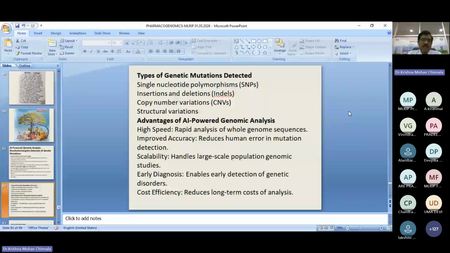Advantages of AI-powered genomic analysis: high speed, rapid analysis of whole genomic sequences is possible. Improved accuracy, reduces human error in mutation detection. Scalability, handles large-scale population genomic studies. Here it is very much important, as pharmacy teachers, we know population pharmacokinetics. This scalability is important in POP-PK. Early diagnosis enables early detection of genetic disorders, which may give you the best treatment.